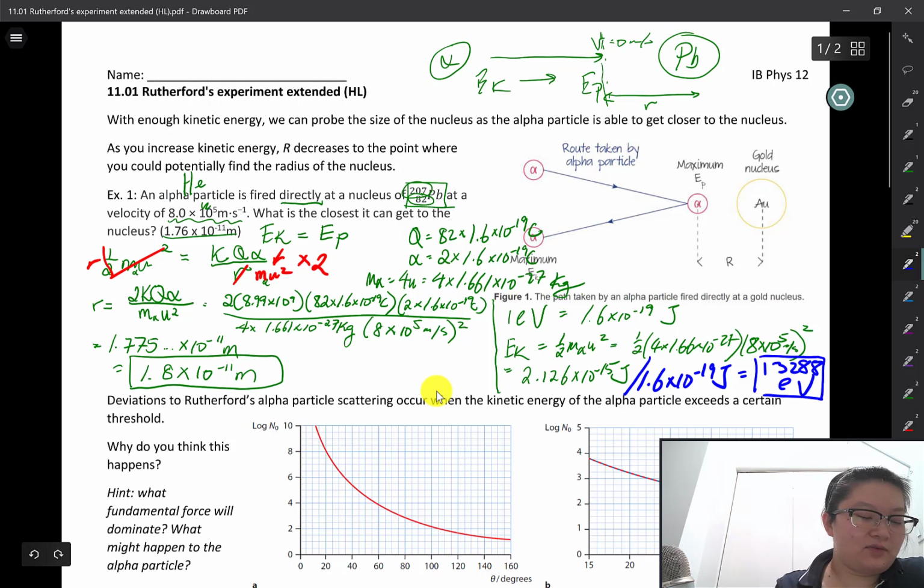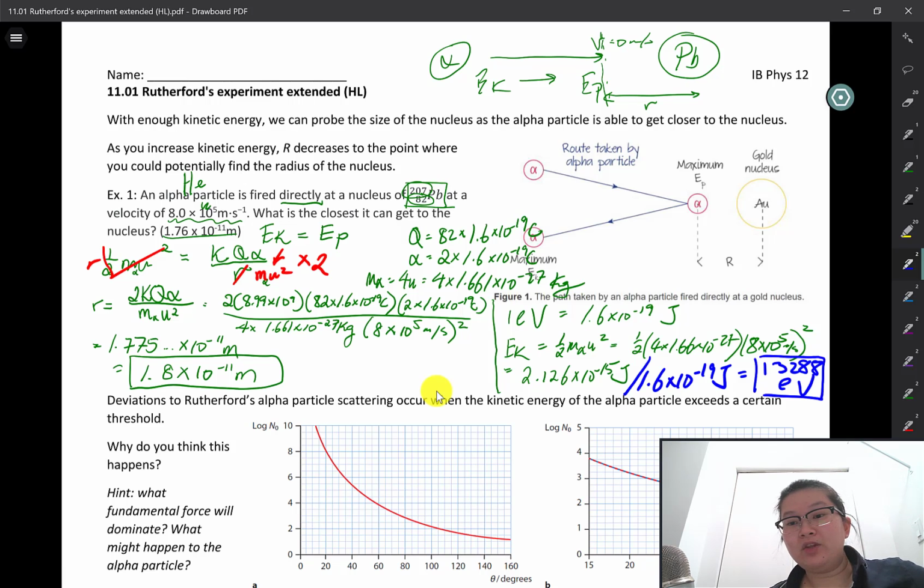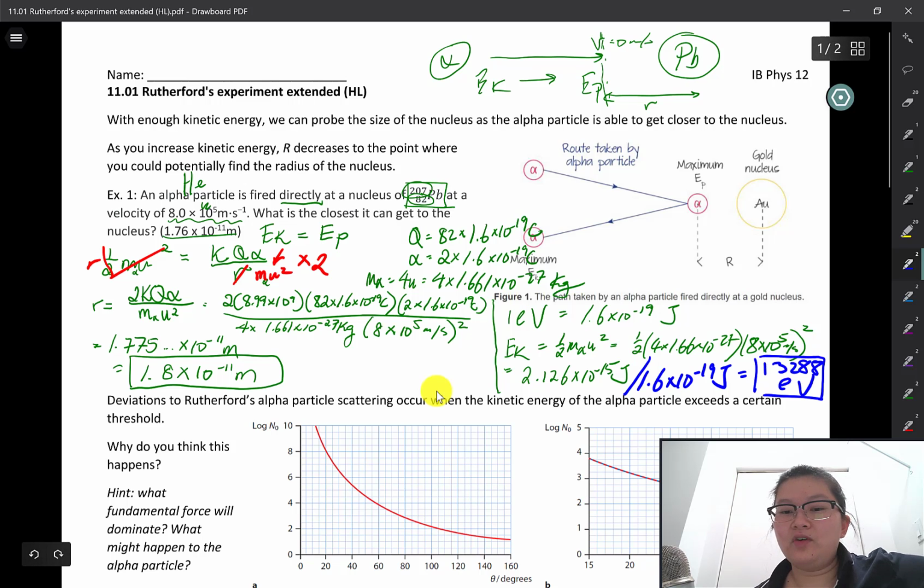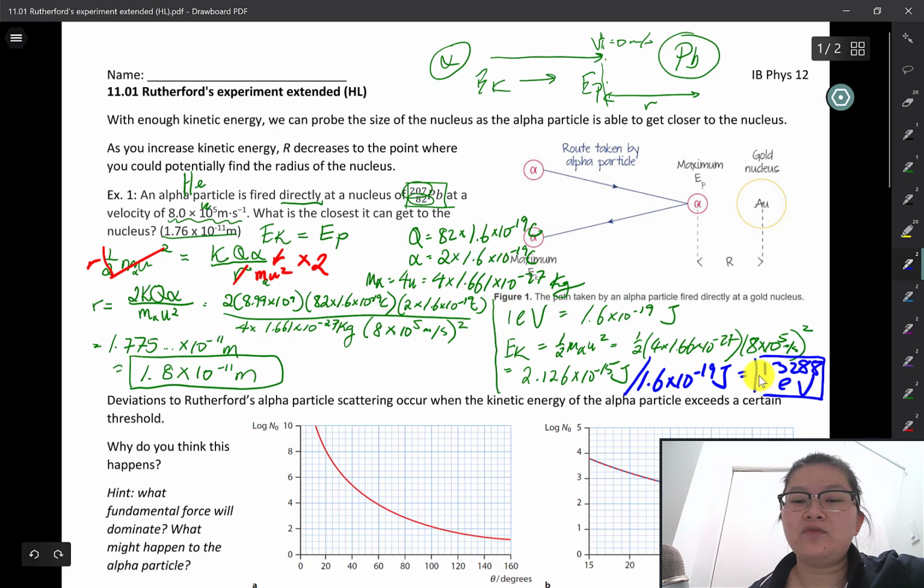And of course, if you want to find the speed, you would just have to do the opposite. You would convert the electron volts into joules by multiplying by 1.6 times 10 to the power of negative 19 joules, and then divide by the mass, multiply by 2, and take the square root of the whole thing to give you the speed of your particle. So there you go. This is a classic example calculation you would have to do for Rutherford's experiment.